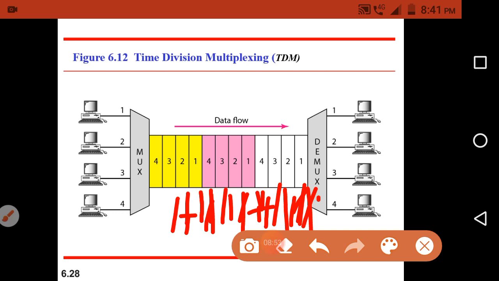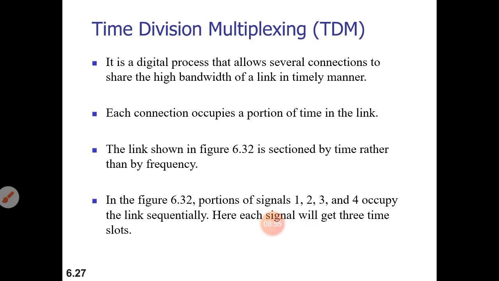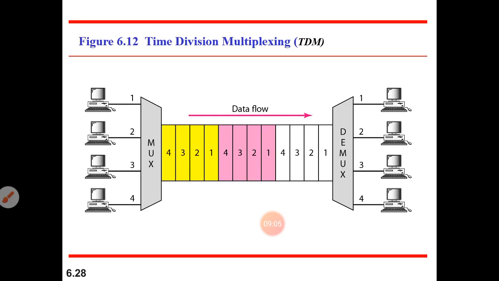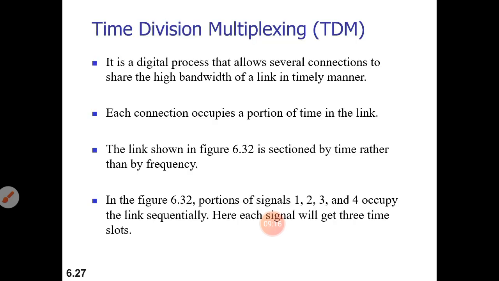That is why it is said that devices share the high bandwidth of the link in a timely manner, and each connection occupies a portion of the time in the link. Time is allocated to each device, and within that time only the device can use the full bandwidth of that link. That is what we have to show in the figure: in the figure, 1 2 3 4 occupy the link sequentially.